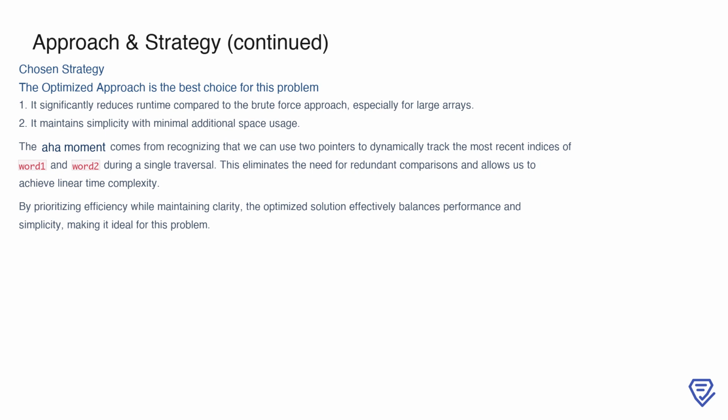The core insight that makes this approach work is the realization that we can dynamically track the most recent indices of word 1 and word 2 using 2 pointers. This sequential traversal avoids redundant comparisons and allows us to focus only on the necessary calculations. By combining efficiency and clarity, the optimized solution strikes a balance between performance and ease of implementation. This makes it the best choice for solving the shortest word distance problem both effectively and elegantly.